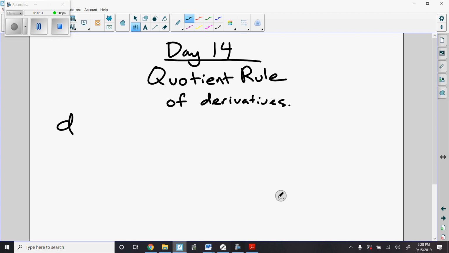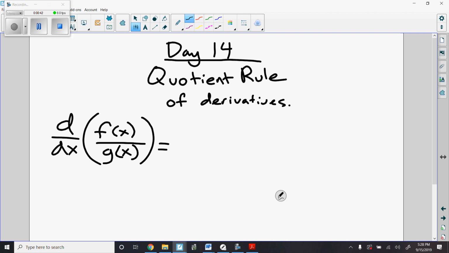First off, if we're doing the derivative of a function f of x divided by a function g of x, we have to follow this rule. And again, this rule needs to be memorized, just like the product rule needs to be memorized. It's always the derivative of the top, so in this case, that's f of x. It's the derivative of the top times the bottom function, minus the top function times the derivative of the bottom.